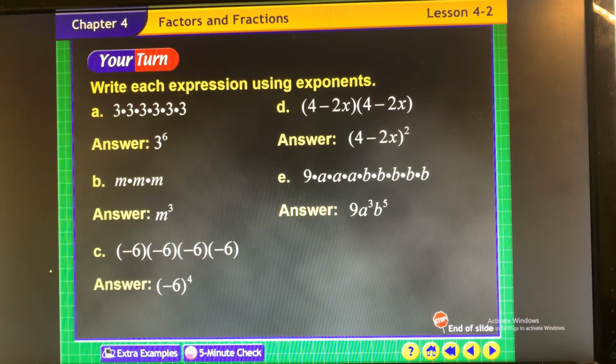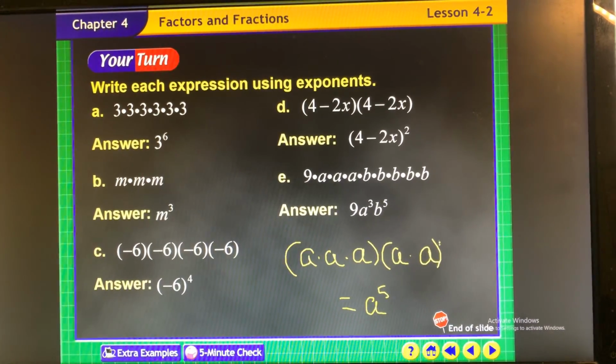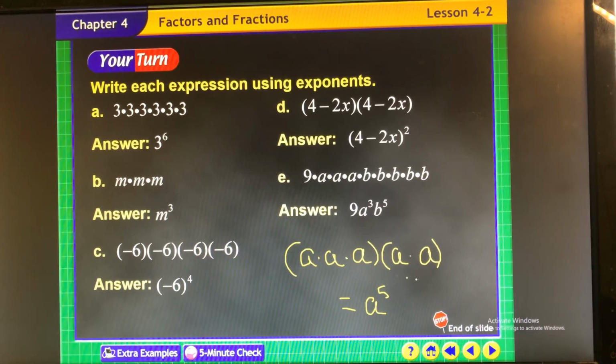Let me go back for a second. There's a problem that's going to come up on your homework. It looks like this. A times A times A times A times A. And it's going to say, put this in exponential form. It's just A to the 5th power. Don't make it A to the 3rd times A squared. It's just A to the 5th. Just count the A's. They're just trying to show you a different way to represent A to the 5th by grouping. But don't let those parentheses throw you off on that.